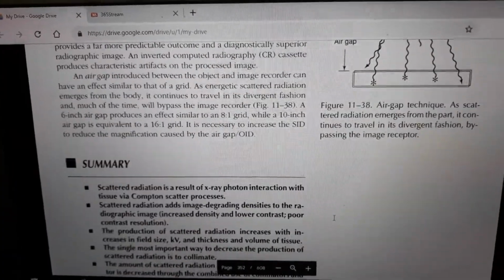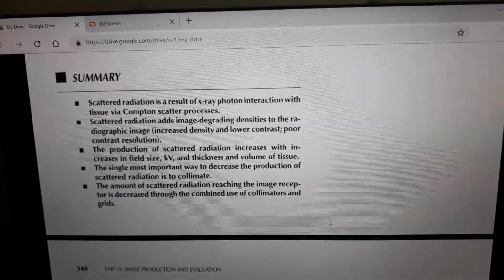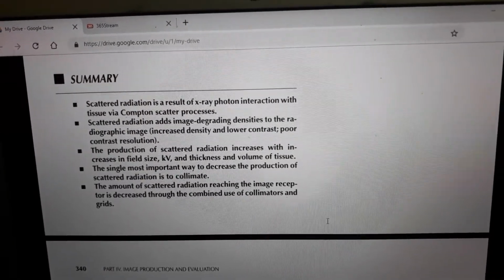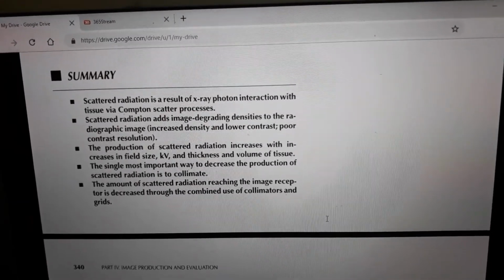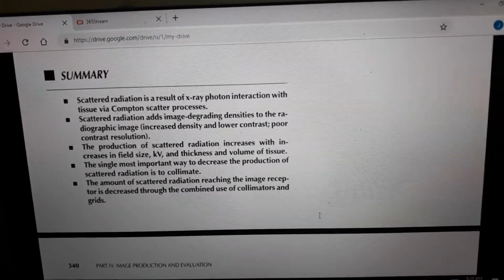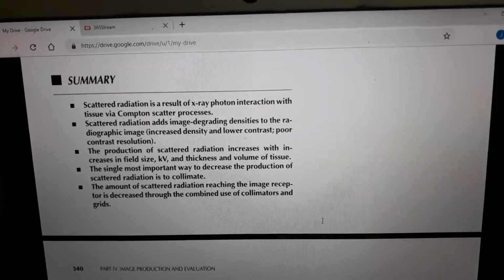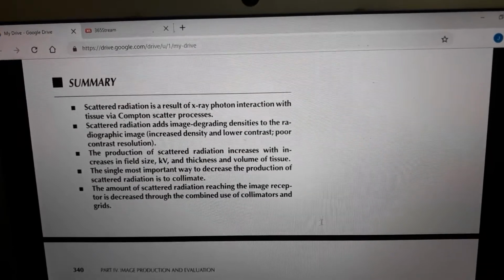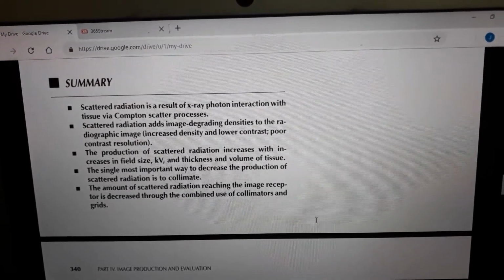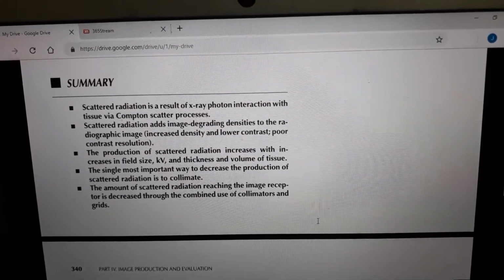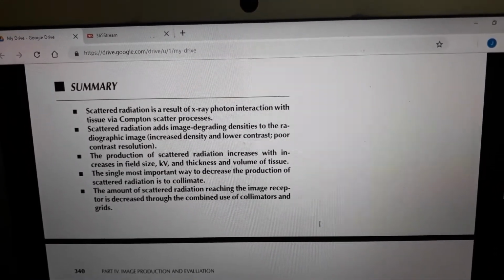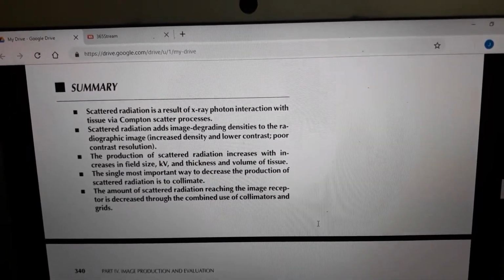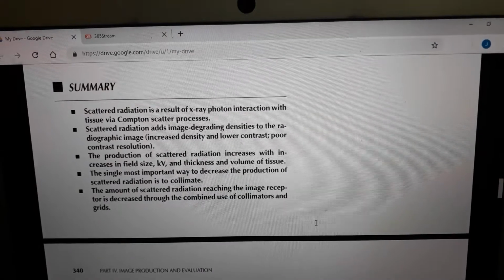Next we will get the summary of this grid. Scatter radiation is a result of X-ray photons interacting with tissue by the Compton scatter process. Scatter radiation adds unwanted density to the radiographic image, increasing density and lowering contrast. The production of scatter radiation increases with increases in field size, kVp, and thickness and volume of tissue.